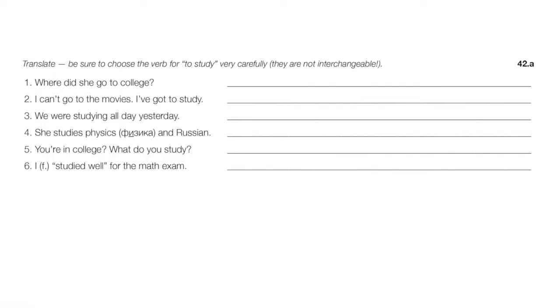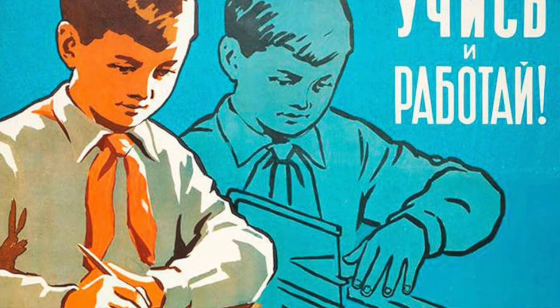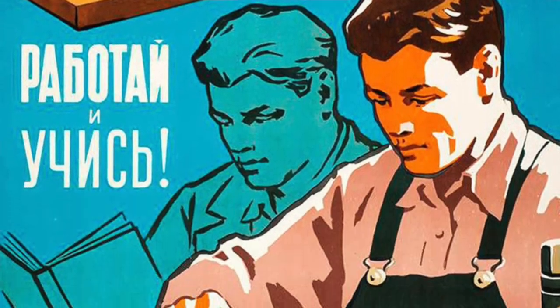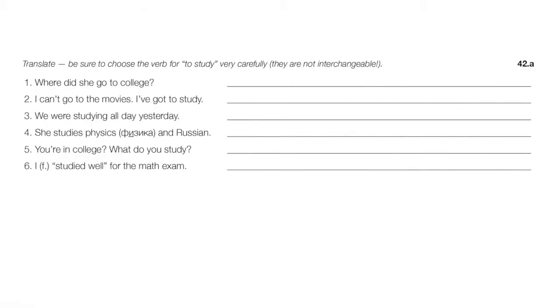Okay, so let's translate a few of these. Again, note that in Russian they're certainly not interchangeable. They mean different things and are used with different cases, so we have to be very careful in choosing accordingly. By the way, a poster: учись и работай, работай и учись. Study and work, work and study. Ongoing education there. Anyway, where did she go to college? Где она училась? Учиться, where was she a student?